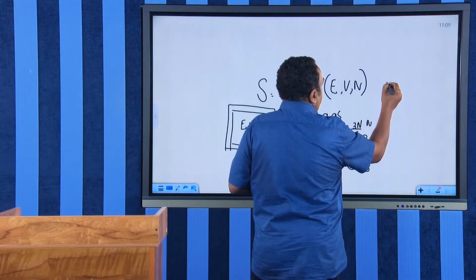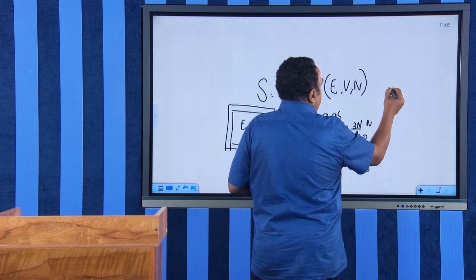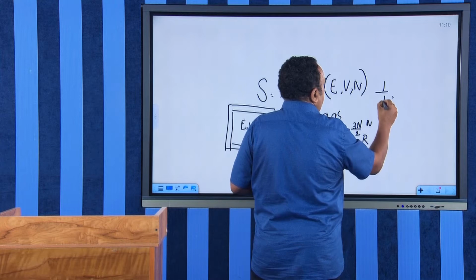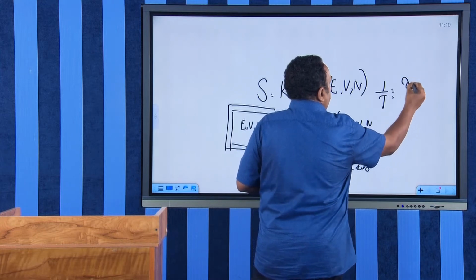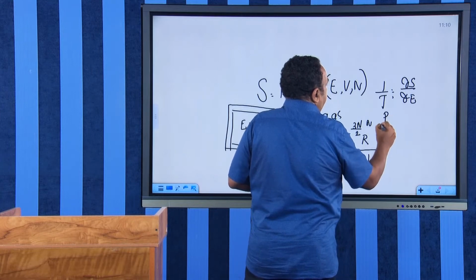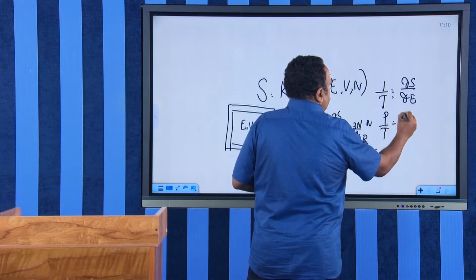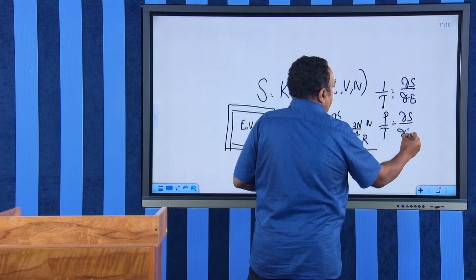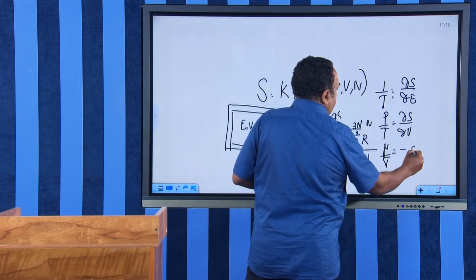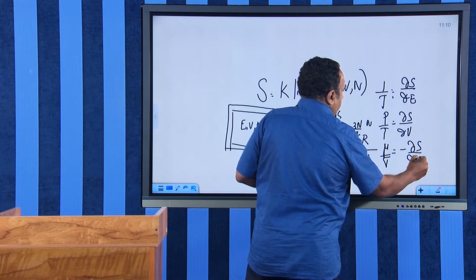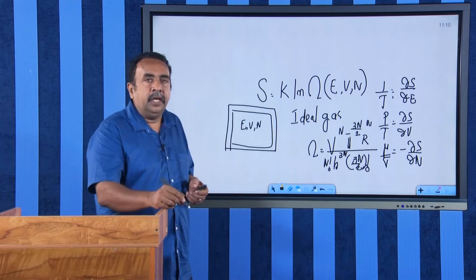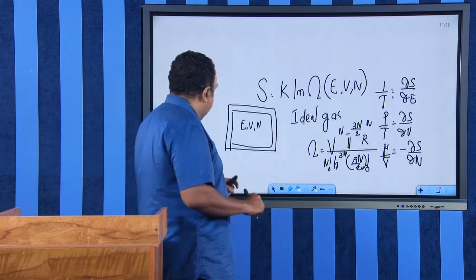From the entropy, if you know omega, you can find entropy, and then by using these equations, 1 by T is equal to dou S by dou E, P by T is equal to dou S by dou V, and mu by T equal to minus dou S by dou N, we will be able to find out all the thermodynamics in the microcanonical ensemble.